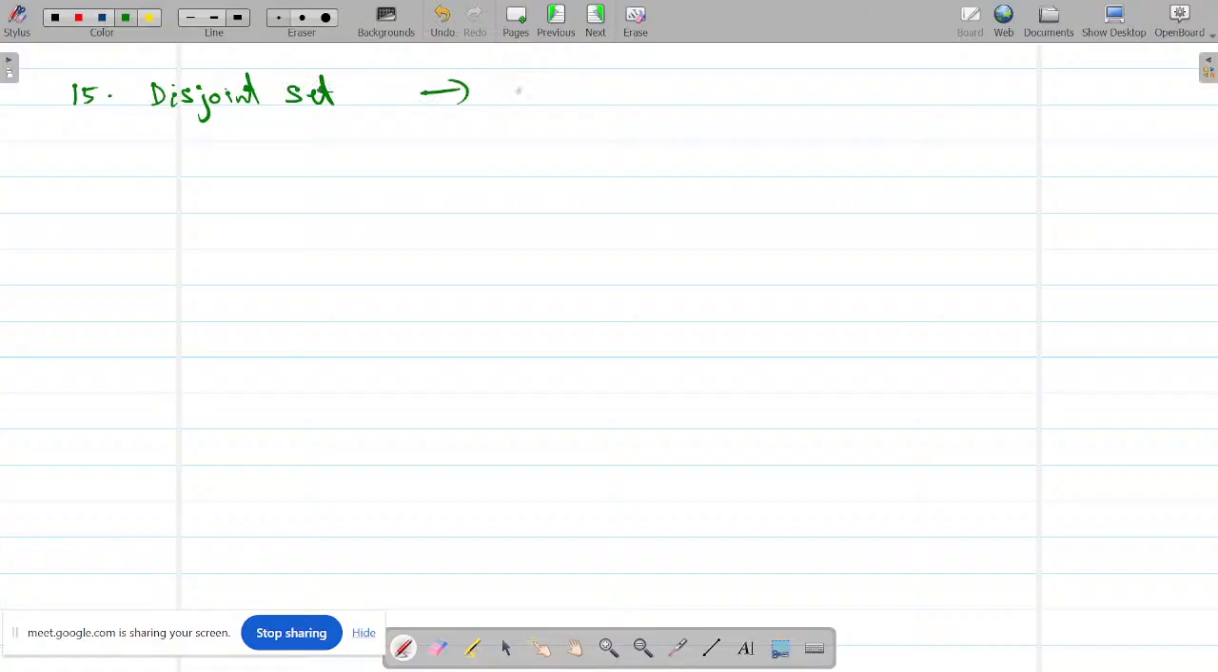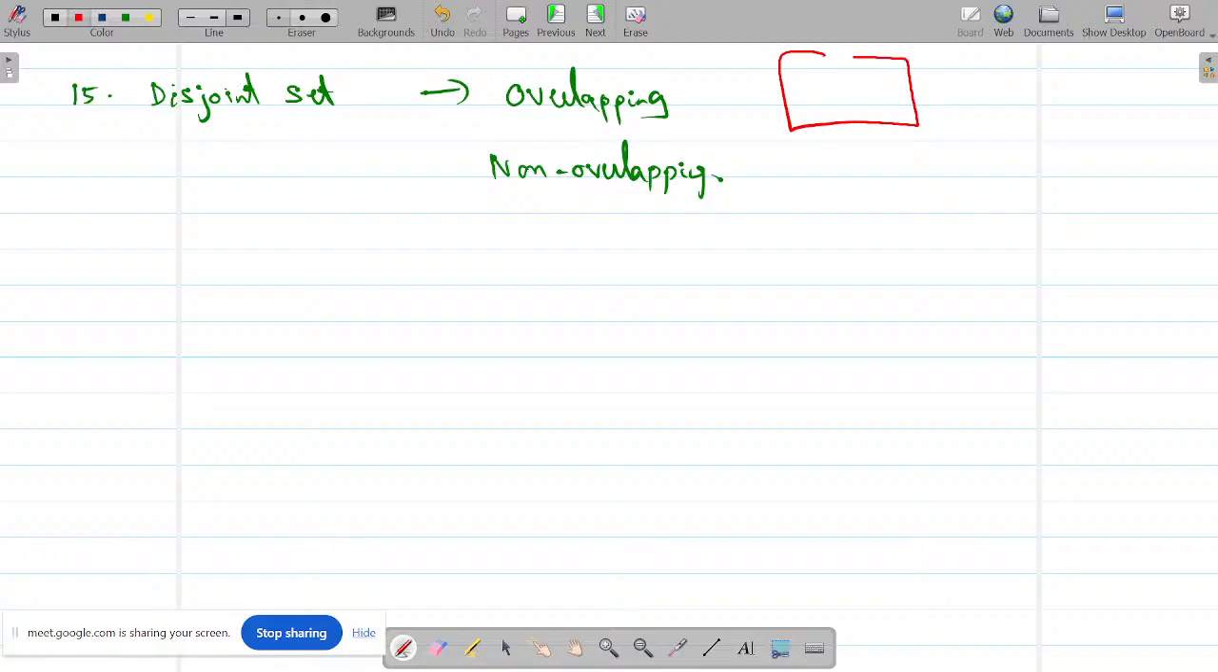We can discuss this in this way: overlapping and non-overlapping sets. We have discussed this with the help of a Venn diagram already. This is the complete universal set or sample space. I have A and B overlapping, which means I'm getting some common elements. You call this overlapping.